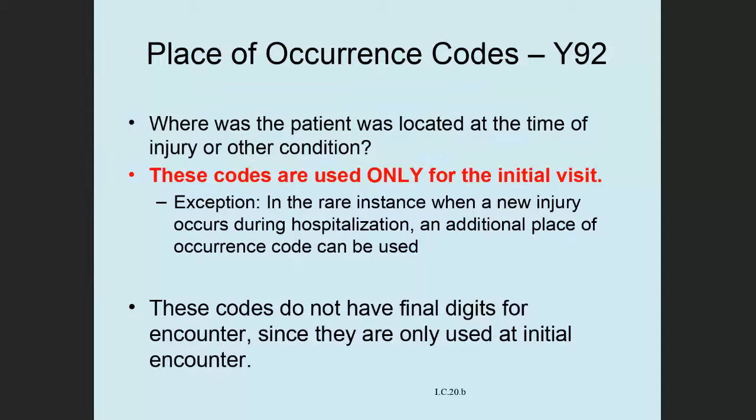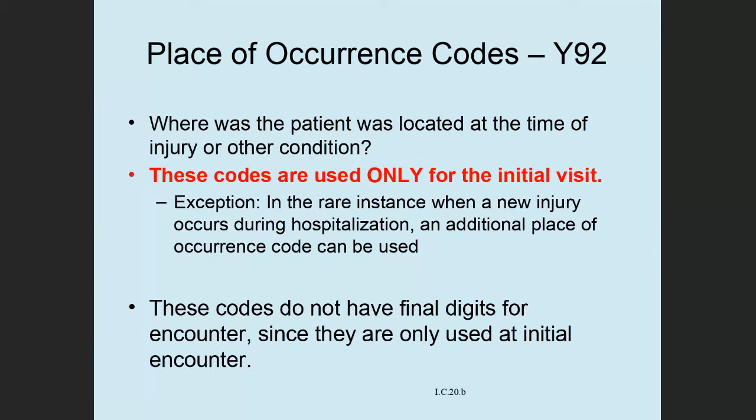Place of occurrence codes are used to indicate where the patient was at the time of the accident. Again, in most cases, these codes are used only for the initial visit. There's only one exception. In the rare instance when a new injury occurs during hospitalization, an additional place of occurrence code can happen. For example, a patient's taken to the hospital after an accident in a park. So you have a place of occurrence for park.